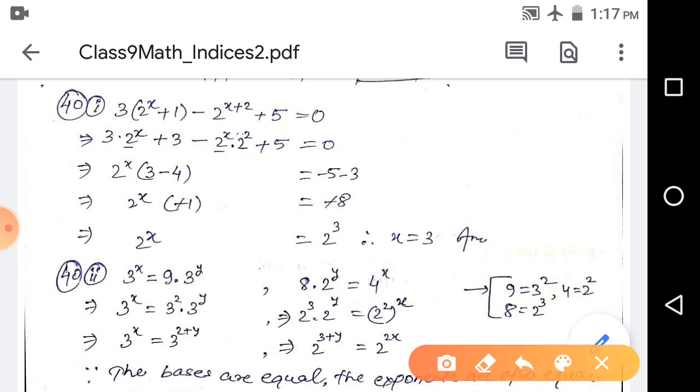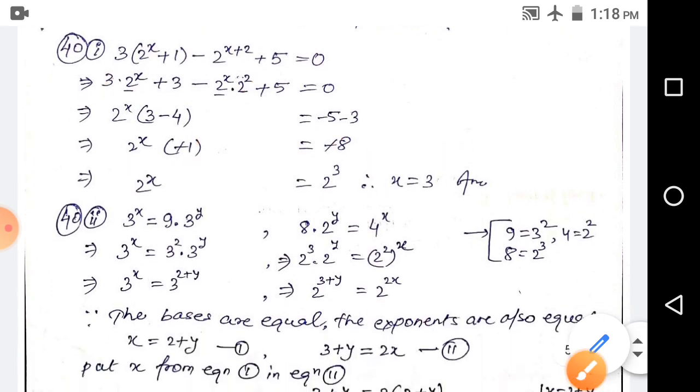Now 2 to the power x and 2 to the power x are underlined, so that means those can be taken common, and this plus 3 and this plus 5 are shifted to the RHS part, so minus 5 minus 3. When we take this 2 to the power x common, then what is left here is 3 minus this 2 square, that means 4, so 3 minus 4 inside the bracket, and this 3 minus 4 is equal to minus 1, and here we have minus 8, so minus minus cancel, then 2 to the power x equal to 8, and this 8 means 2 to the power 3, so 2 to the power x equal to 2 to the power 3, as bases are same, so x equal to 3, this is the answer.